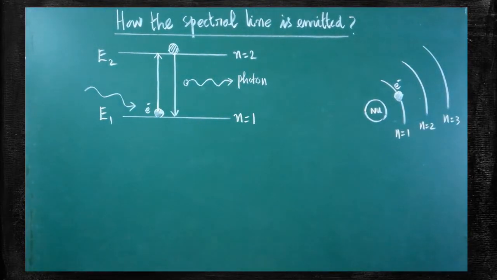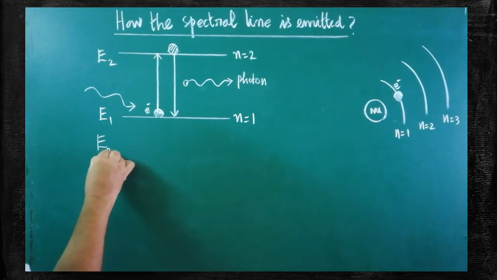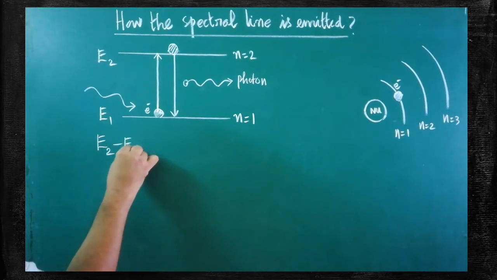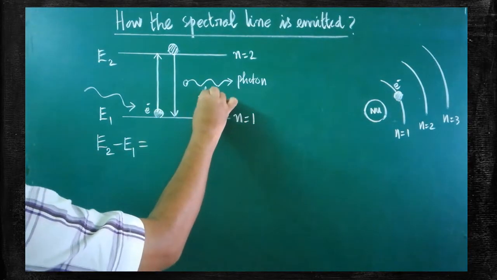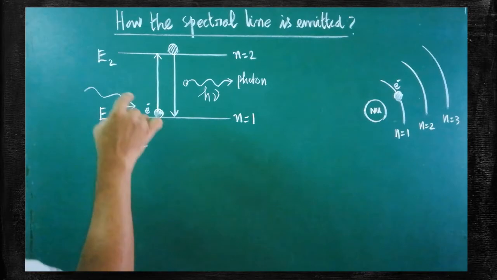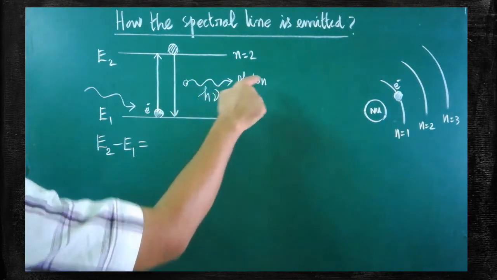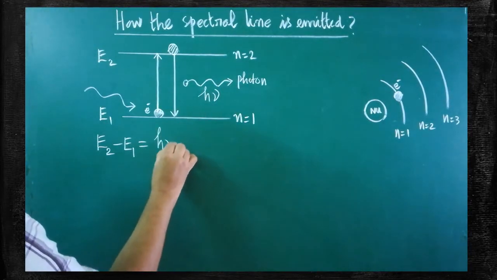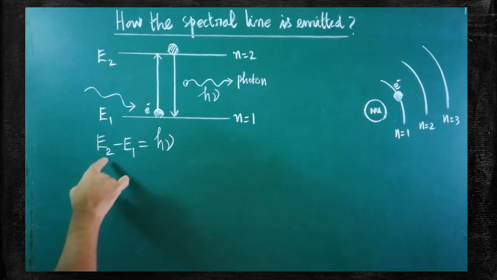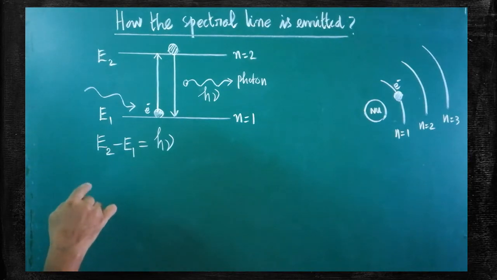From Bohr's postulate, we can write the difference in energy. Look at that, a very important formula. E2 minus E1, the difference in energy, will appear in the form of the emission of a photon, that is, the emission of the spectral line. So the energy of the emitted photon, or the energy of the spectral line, can be calculated as h nu. So E2 minus E1 is equal to h nu. This formula is given by one of the Bohr postulates.